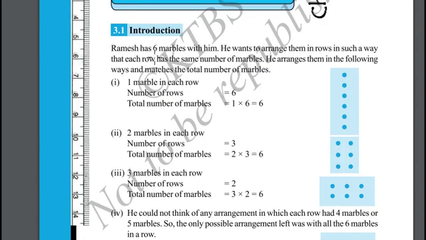Imagine you have 6 marbles. You want to arrange them in rows in such a way that each row has the same number of marbles. You can arrange them in the following ways. You can arrange one marble in each row. There are 6 marbles, so you can arrange 6 marbles, one in each row.